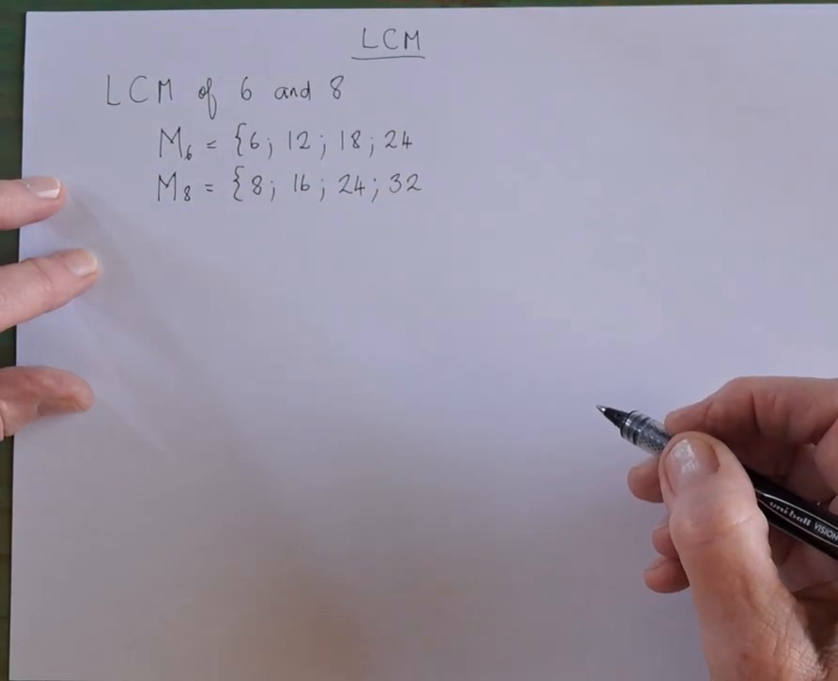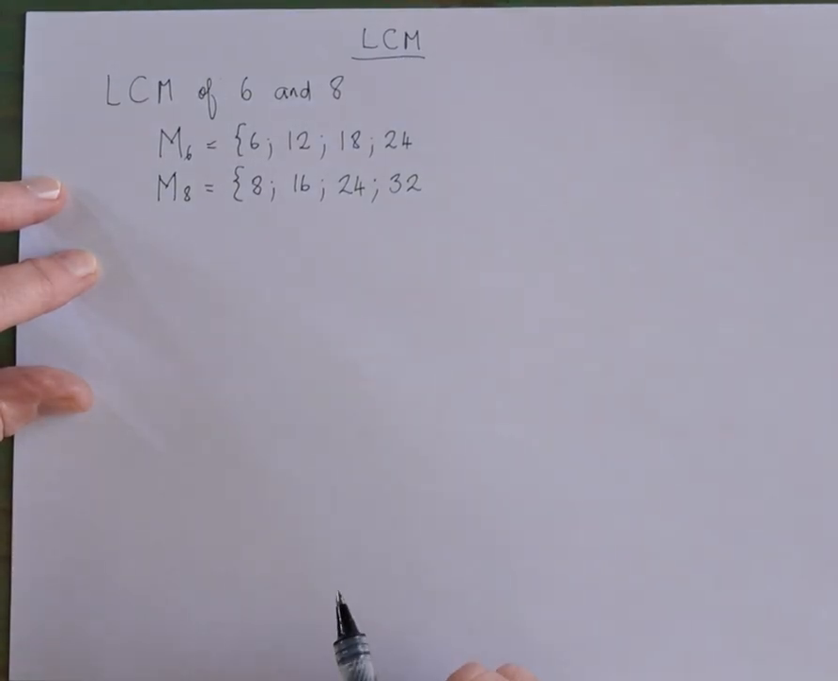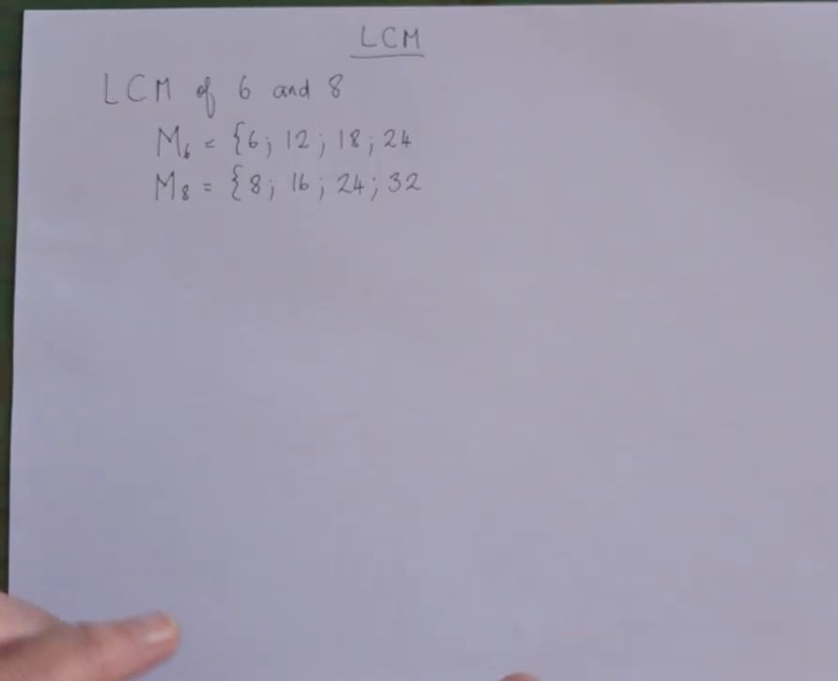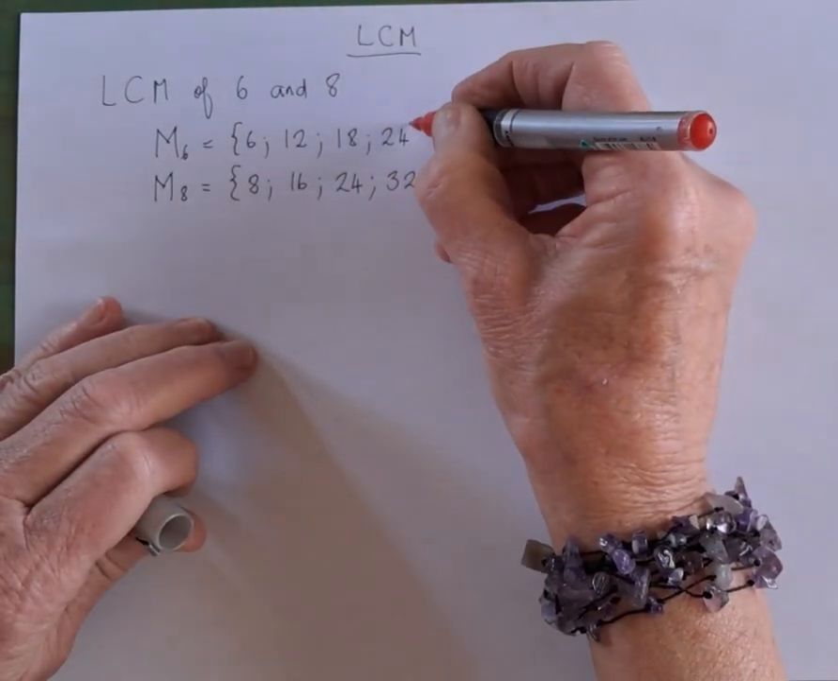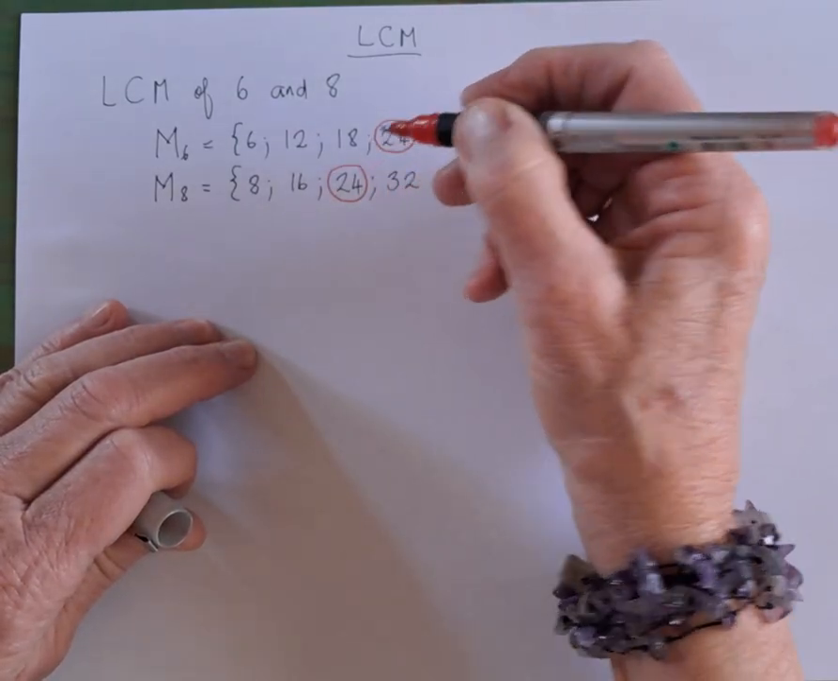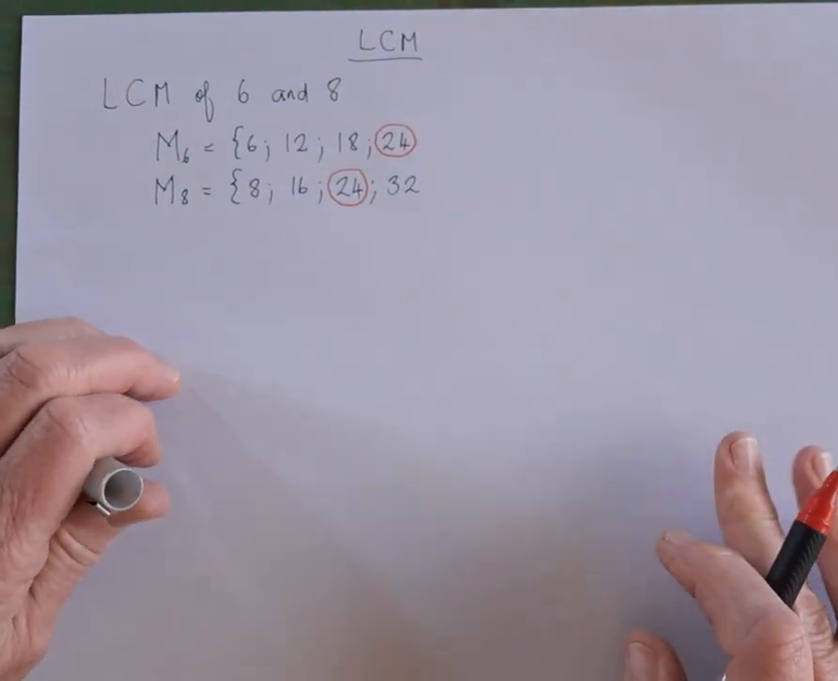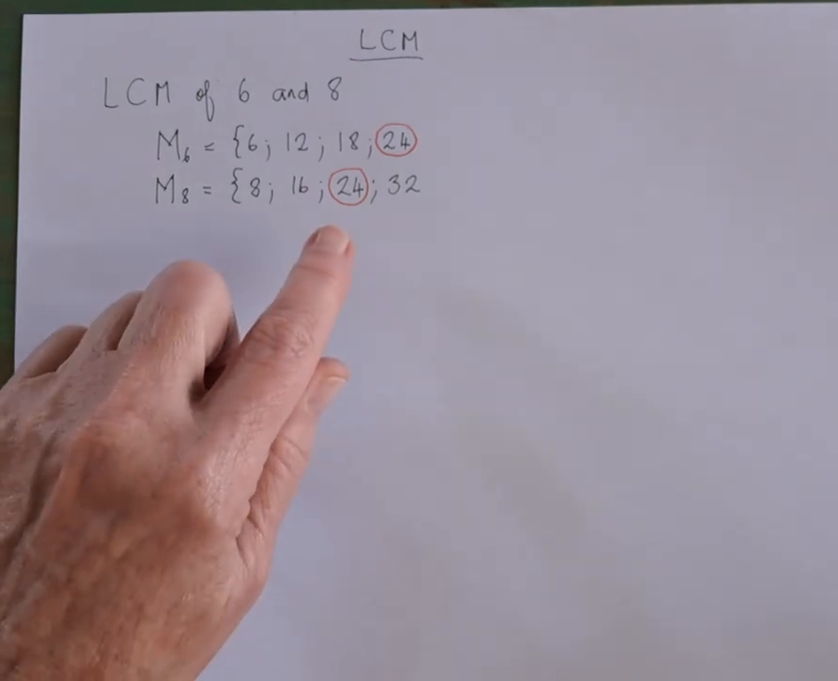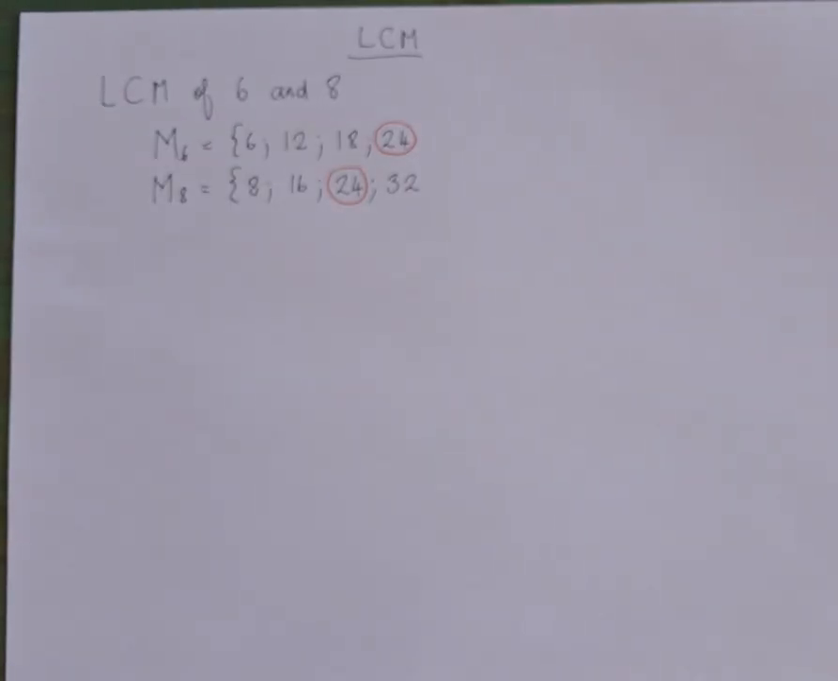As soon as you've done that, you need to look and see, is there a common number to both of those sets of numbers? And obviously there is. It's a 24. And so we have found a number that's common to both of them. And most importantly, it's the first number that we discovered, because the L in lowest common multiple is asking us to find the lowest number or the first number.